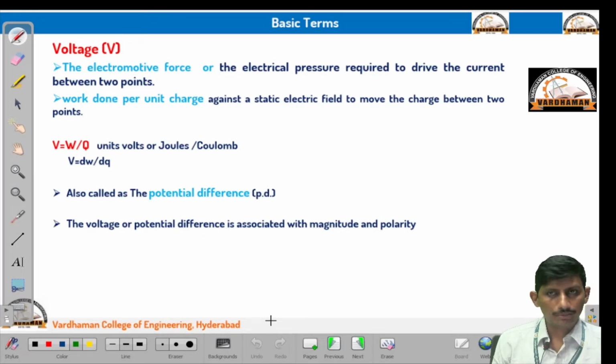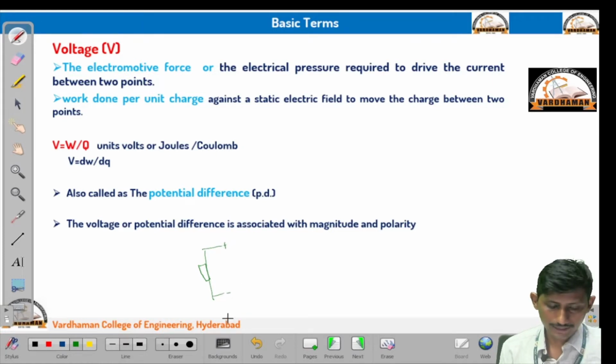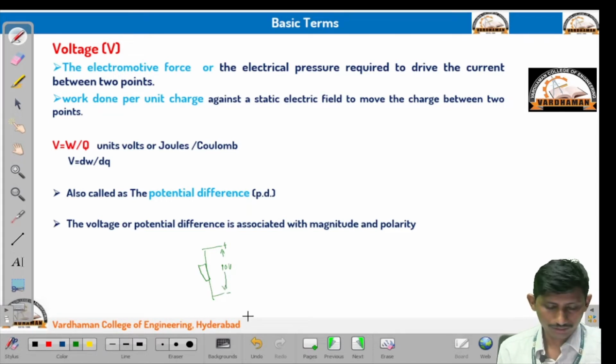The voltage or potential difference is associated with magnitude and polarity. That means while representing a voltage, say for example, this is the element across which voltage is existing, it is represented with a plus and a minus on either side, and a voltage value like say 10 volts is also given. So, it is associated with polarity and magnitude. Proper polarity indication is necessary.